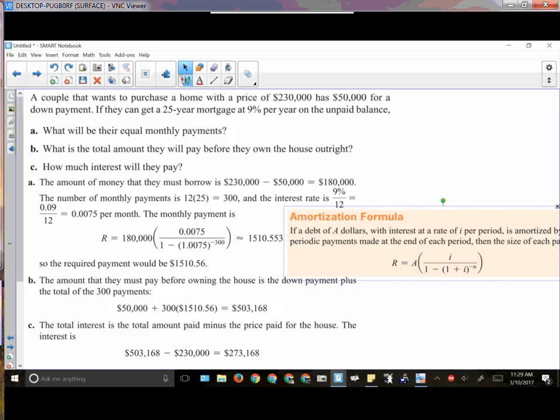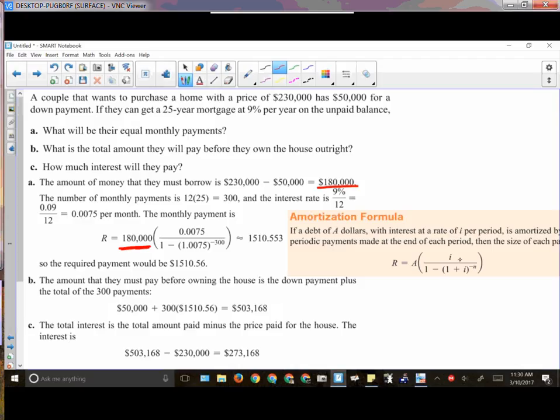So what we need to do is work through this and figure out what is going to be what. First off, if you're going to buy a $230,000 house and you put $50,000 down, how much are you really taking out for the loan? That's where the subtraction comes in, and we end up with just $180,000. So when I take a look at this, it says if a debt of A, now your debt is what you owe. That's what you've got to pay back. It's also called the principal amount. So that's our A, and our 180,000 sits here.